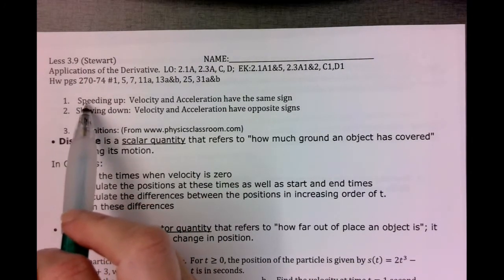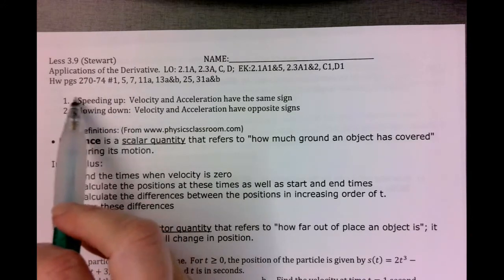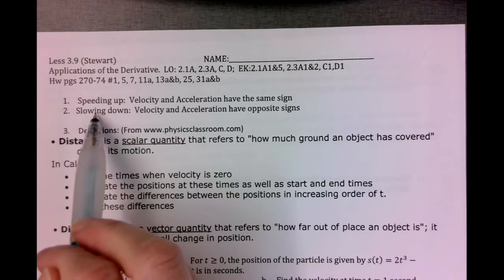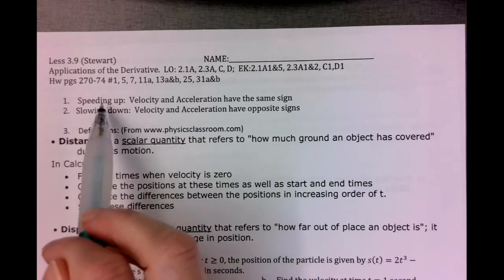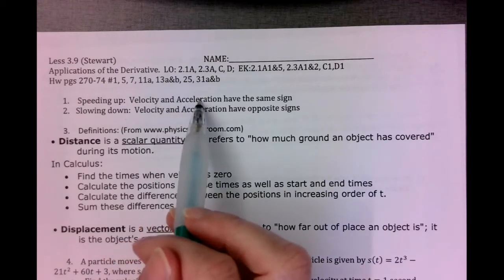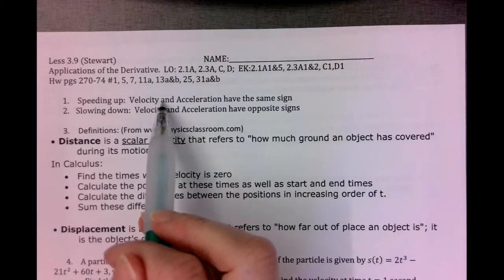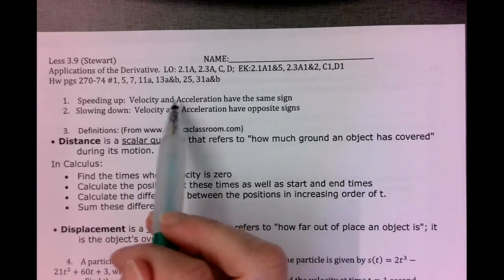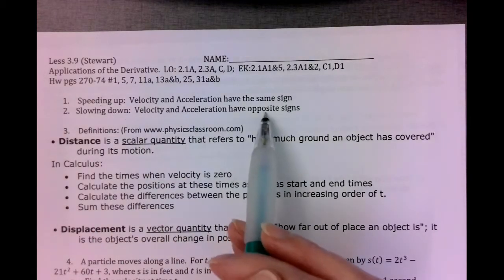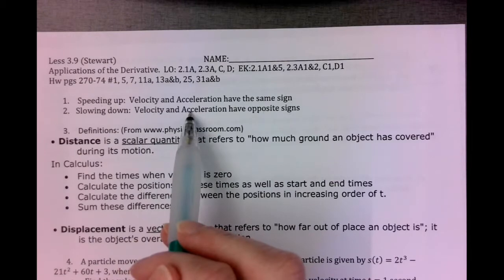Definitions to start with is talking about motion, when a particle or an object is speeding up versus slowing down. In the calculus perspective, we check the signs of both velocity and acceleration. If the signs are the same, they're working together, that's going to cause your object to speed up. If they have opposite signs, that's what causes it to slow down.